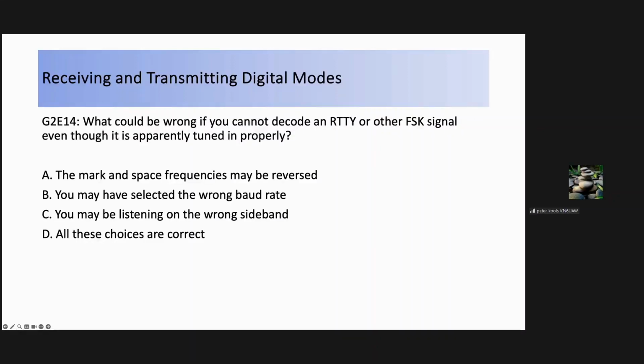What could be wrong if you cannot decode a RTTY or other frequency shift key signal, even though it is apparently tuned in properly? All of these are correct. So the mark and space frequencies might be reversed. You might have selected the wrong baud rate, or you might be on the wrong sideband.